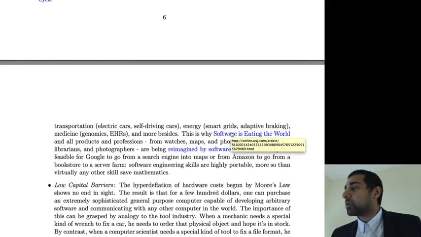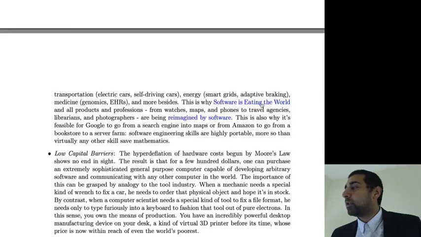And you should read this article. It's one of the few articles I kind of put at the very beginning of the class. Software is eating the world. It's a very good piece that kind of encapsulates what is obvious to people in the Valley, but is not yet obvious, I'd say, to the rest of the world.